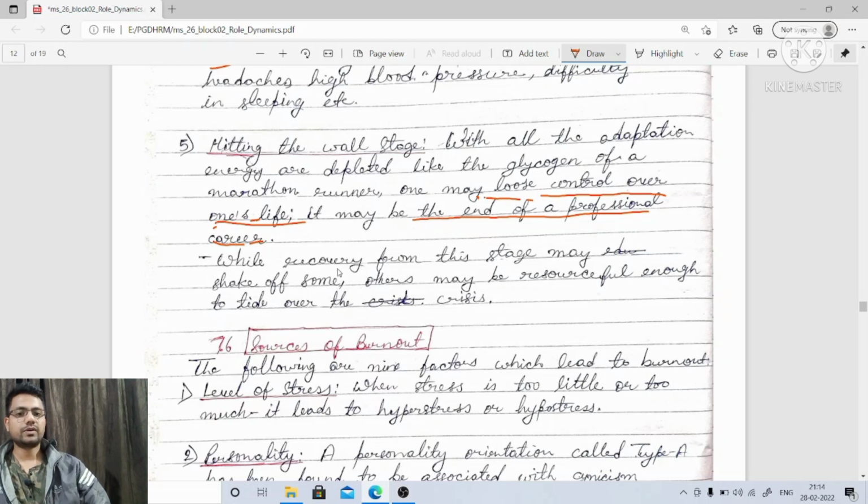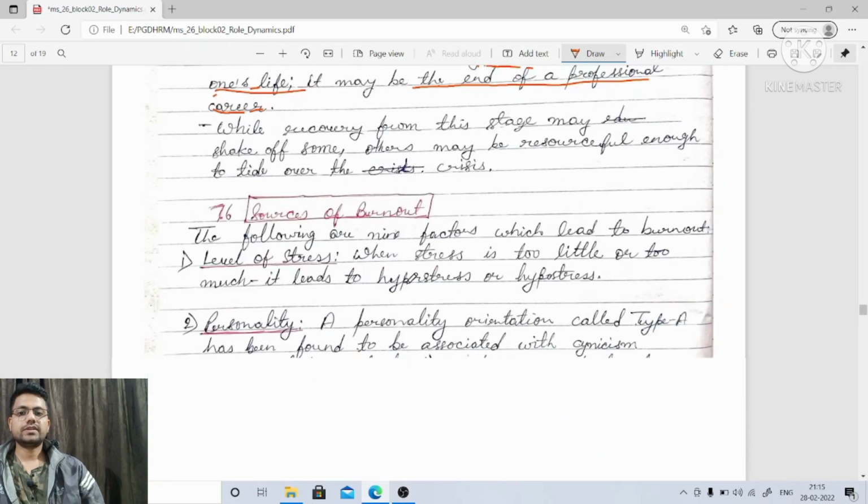While recovering from this stage, some people may recover and some may not. It depends on the resources the individual possesses. Others may be resourceful enough to tide over the crisis, meaning some may be resourceful enough to come back to a better stage, and some may not overcome this crisis.